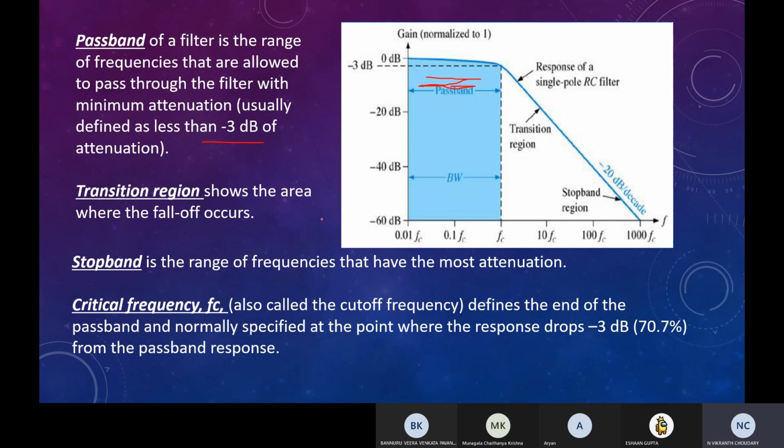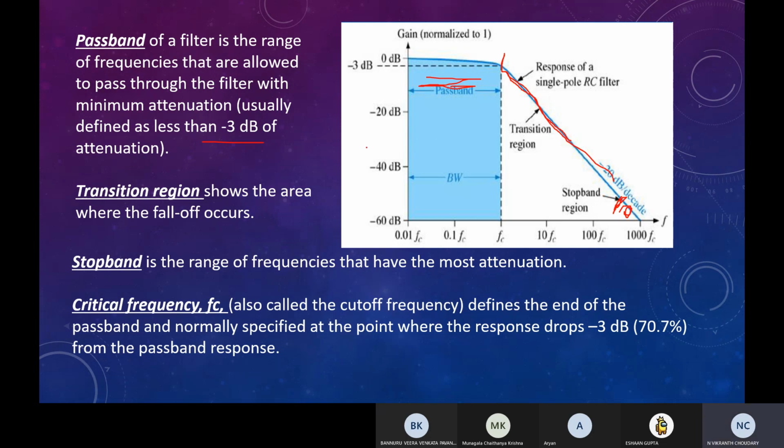And the transition region is the region where the gain decreases, falls off. There will be a decay in the gain. This whole region is the transition region, and the stop band region is the region where the gain is completely insignificant for us. Here the gain is very close to zero. And cutoff frequency is the frequency at which the gain would be 1 by root 2 times, or 70.7%. So these are the basic terminologies.